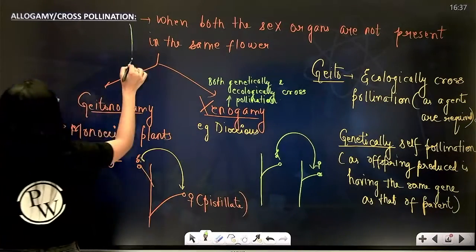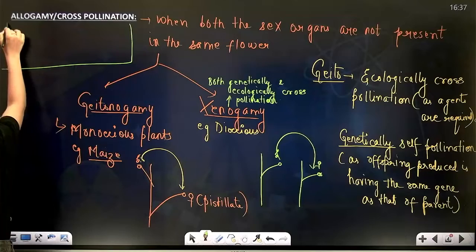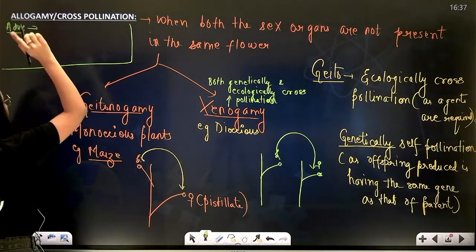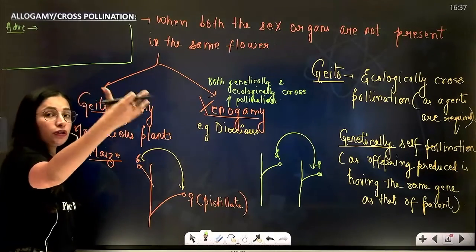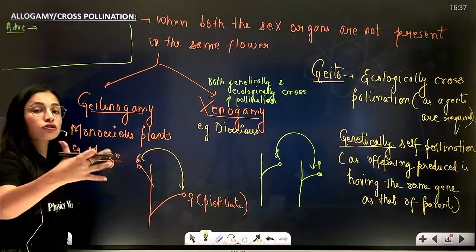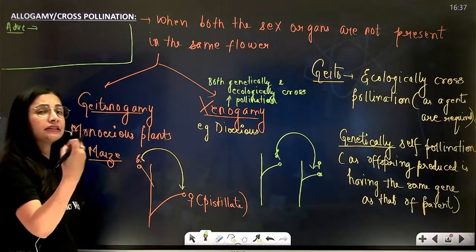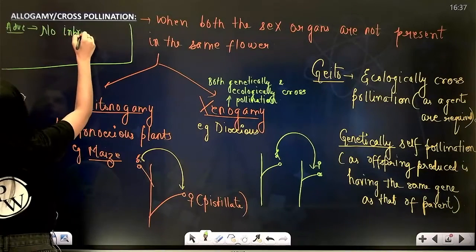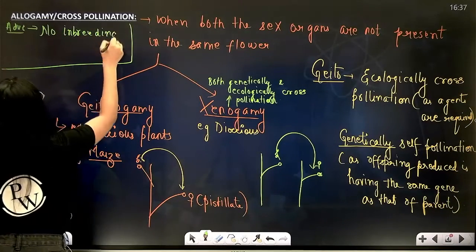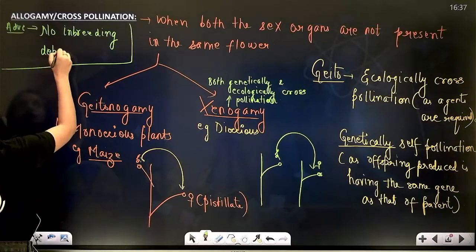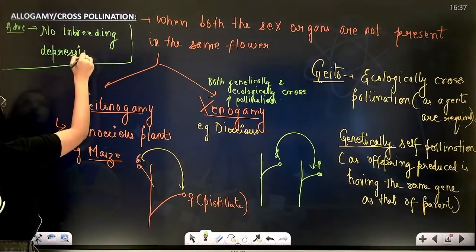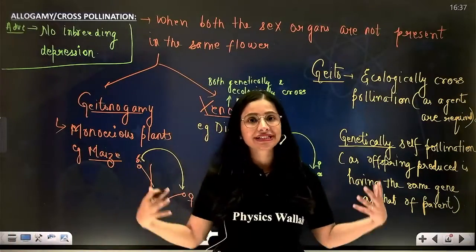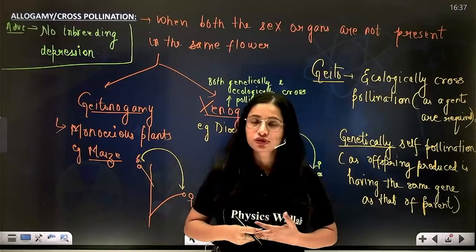Small spaces. Okay, I'll write it over here. The advantage of cross-pollination is, with every round of cross-pollination, there will be new gene entry in the offspring. Hence, offsprings are going to be better than parents. So you can simply write no inbreeding depression. Simply, all the time new offsprings with genetic variations are being produced.